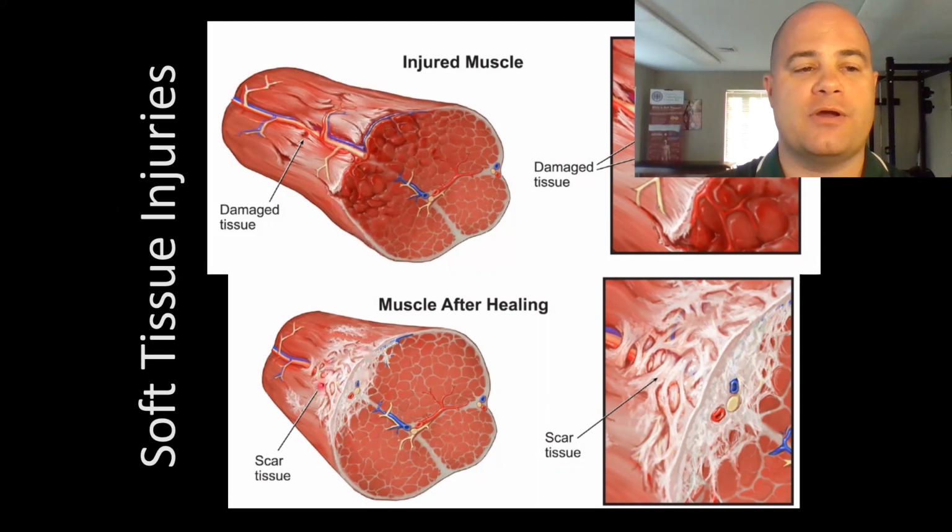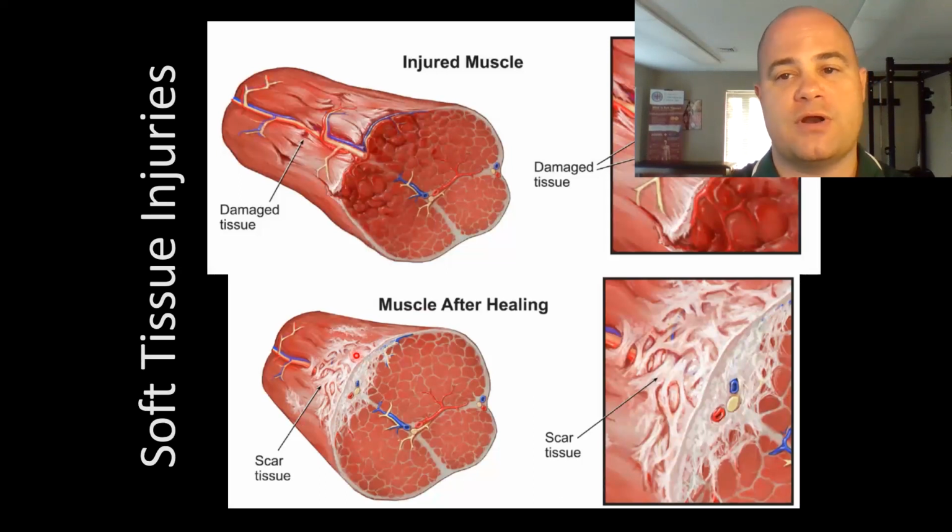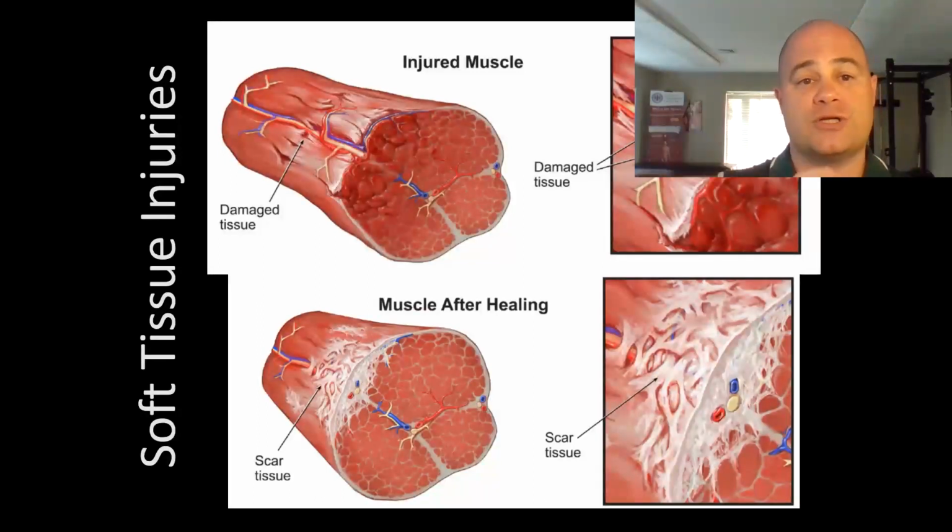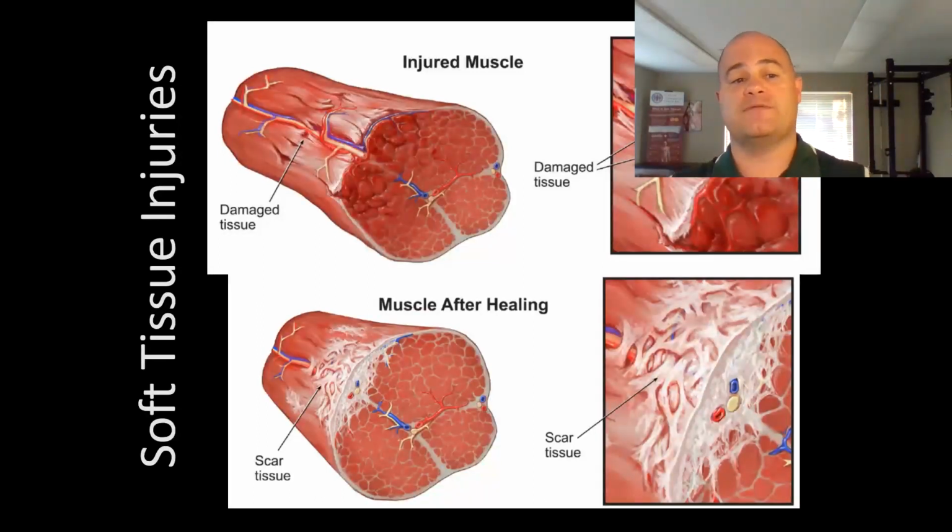The body can try to add extra tissue to the area in the form of scar tissue in order to strengthen it and make it so that it doesn't get damaged as much before. The problem is that this scar tissue can also be something that ends up being problematic. There's a couple of different issues that are associated with that. So the scar tissue can cause a restriction in the range of motion. It can be painful in and of itself.